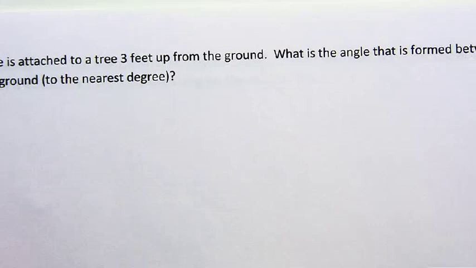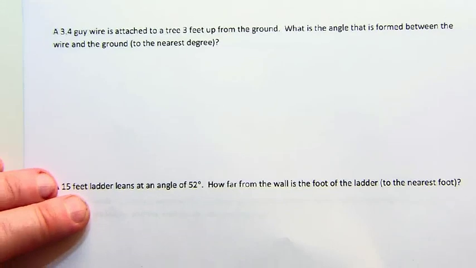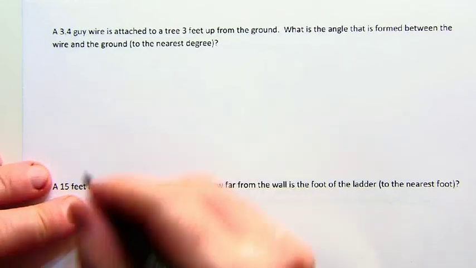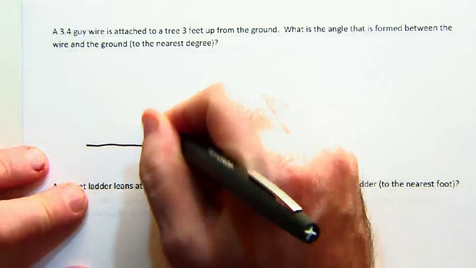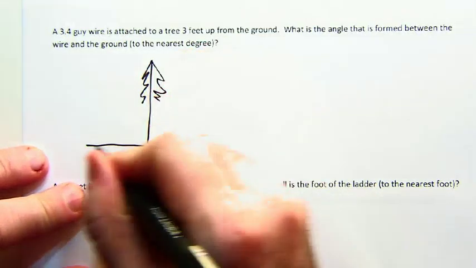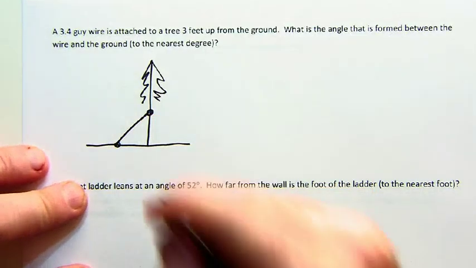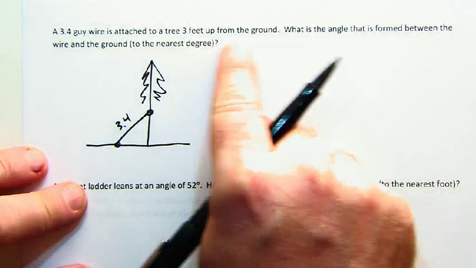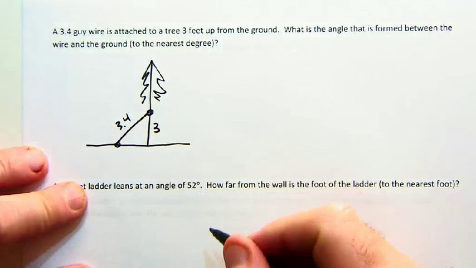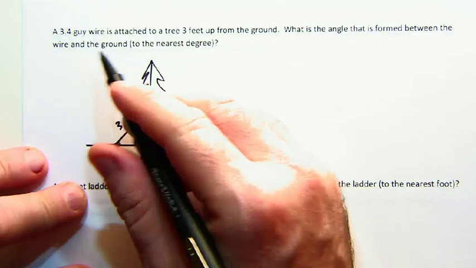Well, let's do a couple of these. Let's show you how to try a problem or two. I'm going to go through these quickly just to get a little sense. I always like to draw a diagram. You should always draw a diagram. It says there's a guy wire attached to a tree. So let's attach our guy wire to the tree. The guy wire is 3.4 and it's attached to a tree 3 feet up. So there it is. What's the angle formed between the wire and the ground?